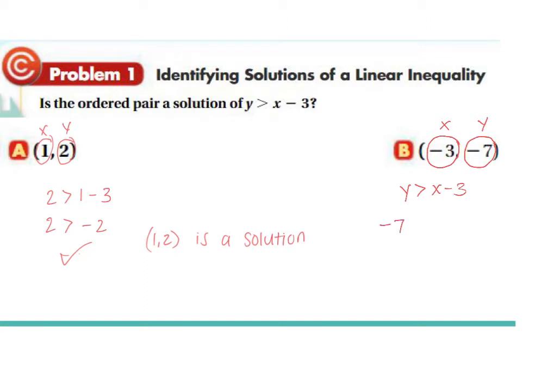So is negative 7 greater than negative 3 minus 3? Put our parentheses when we're plugging in. Negative 7. What is negative 3 minus 3? Negative 6. Which one's bigger, negative 6 or negative 7? Negative 6 is bigger. So is this statement true or false? False. Okay, this is not a true statement. So what we write is negative 3, comma negative 7 is not a solution.